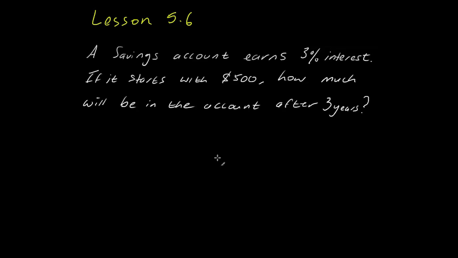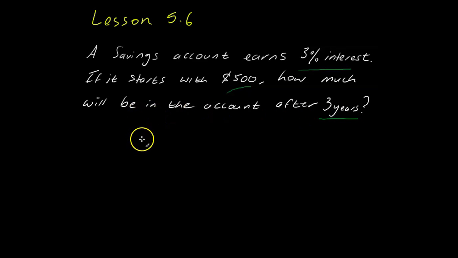So remember, in our previous lesson we spoke about different examples where we had principal amounts and interest rates. Well, here in this example we're looking at a savings account. Let's say Mary has a savings account which earns 3% interest. So this is the interest rate. It starts with $500 in her account. That's the principal amount. And how much will be in the account after 3 years? Here's the period, or the term.